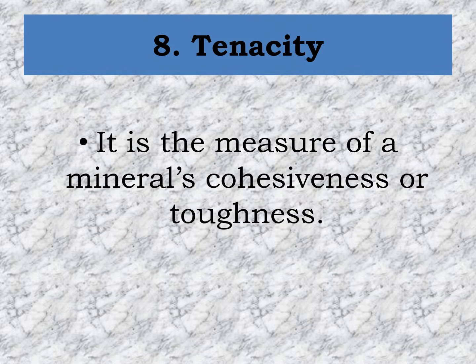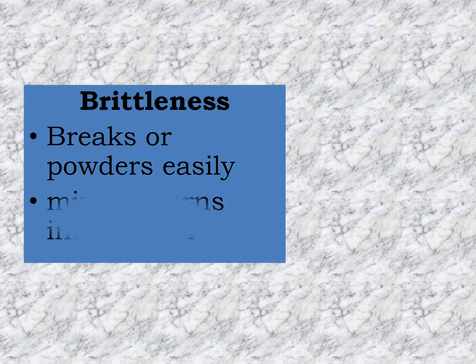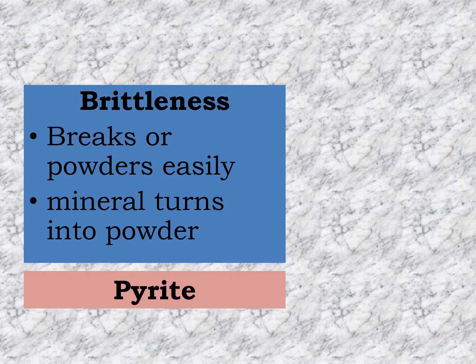For number 8, we have the tenacity. So when we say tenacity, it is the measure of a mineral's cohesiveness or toughness. So we have here different terms in tenacity. So first one is the brittleness. So when we say brittleness, it breaks or powders easily, or the mineral turns into powder. So the best example is the pyrite.